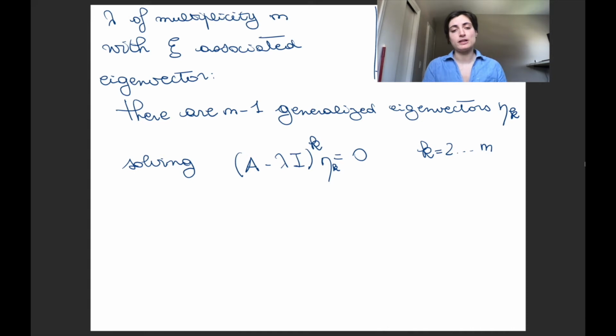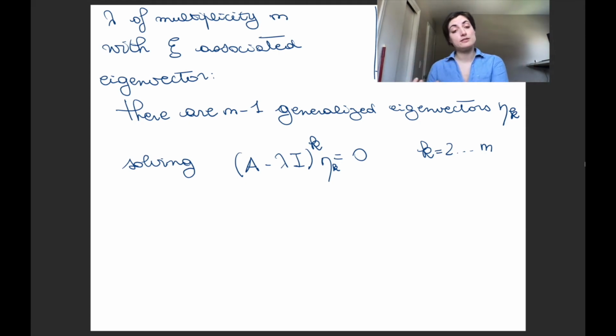equation. So you remember that for finding eigenvectors, the equation is (A minus lambda I) times xi equal to 0. Now we add a power to A minus lambda I. So in order to find eta k, for k going from 2 onwards, eta 1 is equal to xi, then we have to solve the linear system (A minus lambda I) to the power k, eta k equal to 0. So we still have to solve a square linear system.